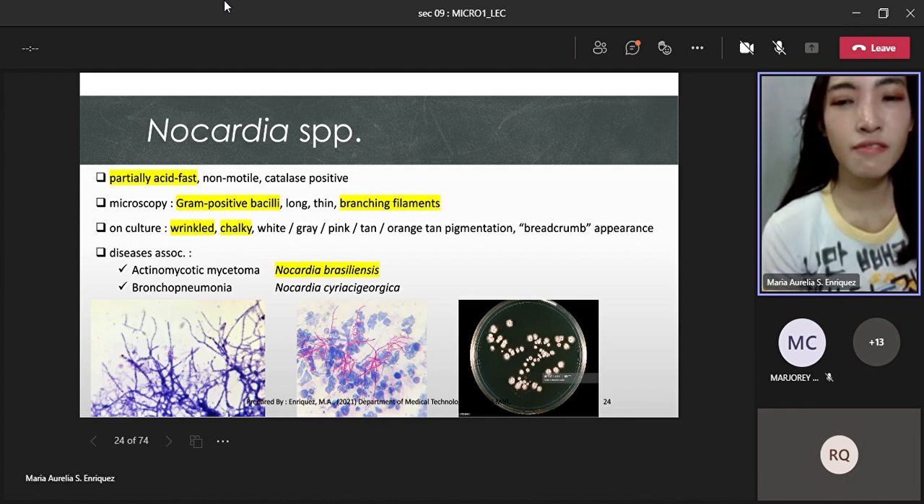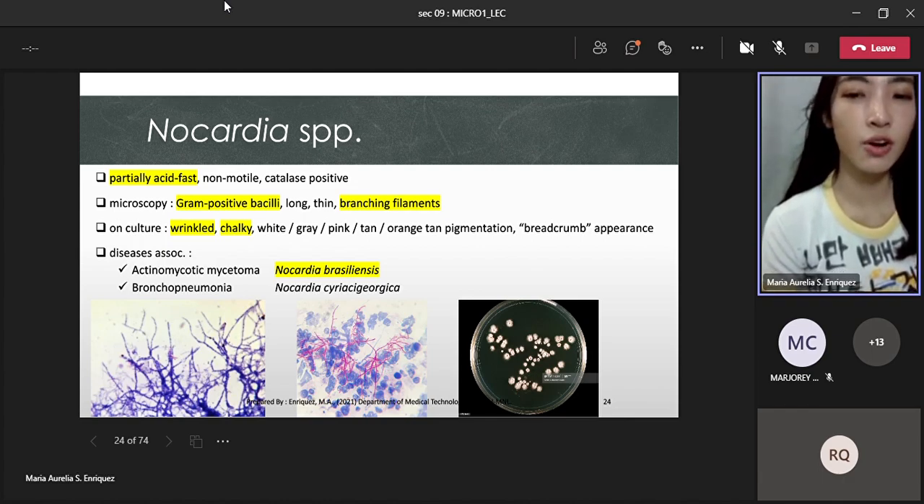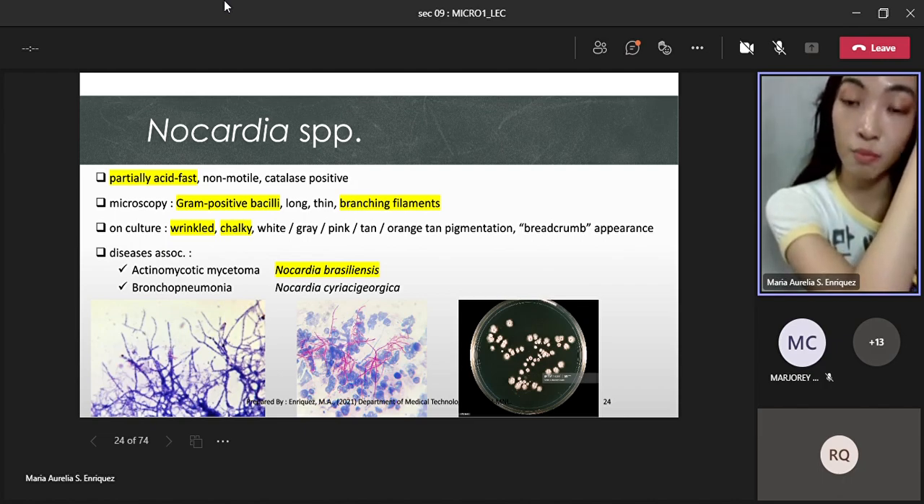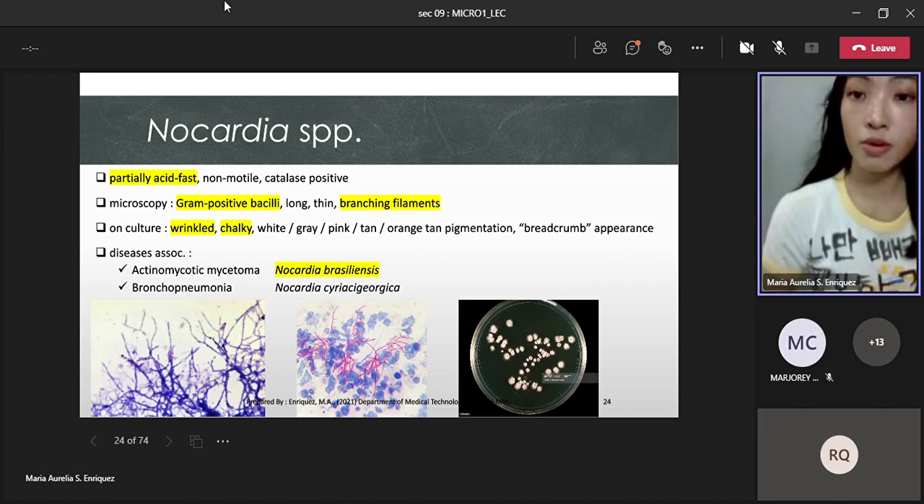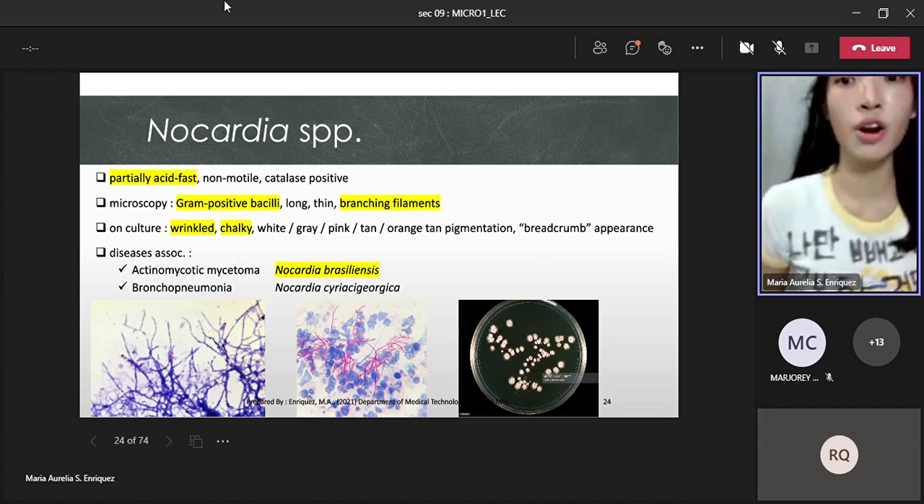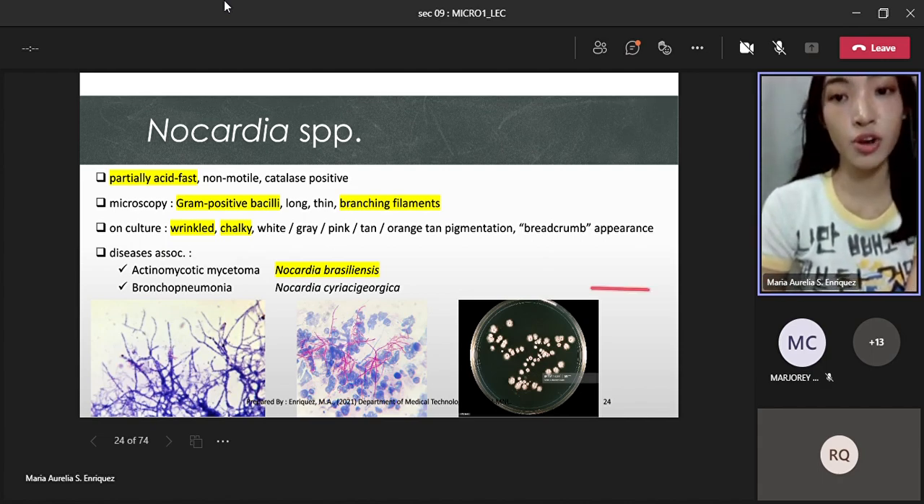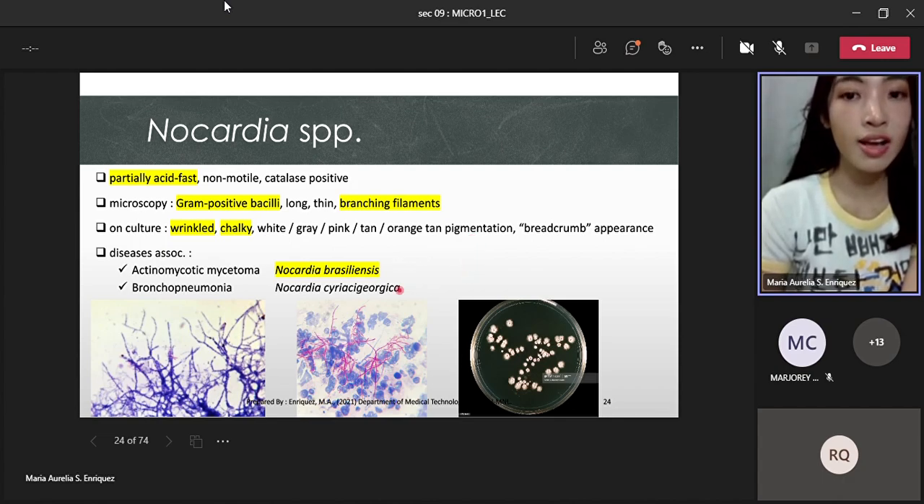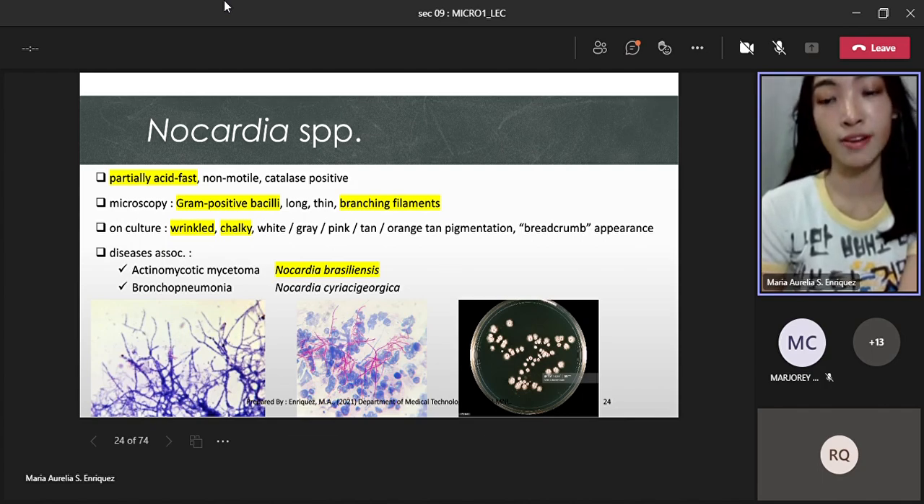So generally, infections caused by Nocardia occur in immunocompromised patients. So we could say that this is an opportunistic pathogen. So the most commonly encountered species are Nocardia brasiliensis, which causes actinomycotic mycetoma, and also Nocardia cyriacigeorgica, which could cause bronchopneumonia.